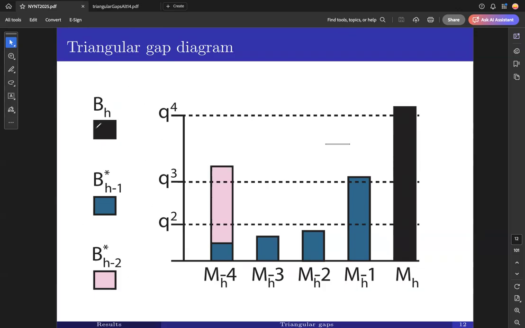So what I'm saying here, I have three sorts of sets that I'm counting here. So I have B sub H sets. These are sets that are B sub H, and those are given by the black block here. These are the B sub H sets. Then I have B sub H minus 1 star sets. So these teal sets are here, here, here, and here.